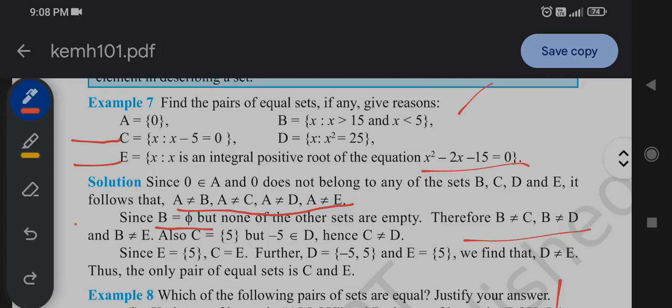Also, C is equal to 5, but minus 5 belongs to D. Hence C not equal to D. Since E is equal to 5, C is equal to E. For D is equal to open brace minus 5 comma 5, and E is equal to open braces 5, we find that D not equal to E. The only pair of equal sets is C and E.